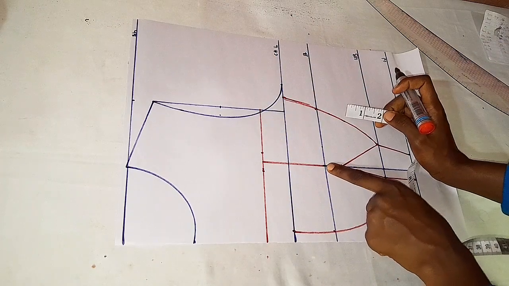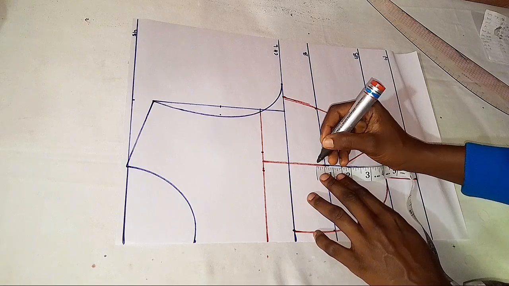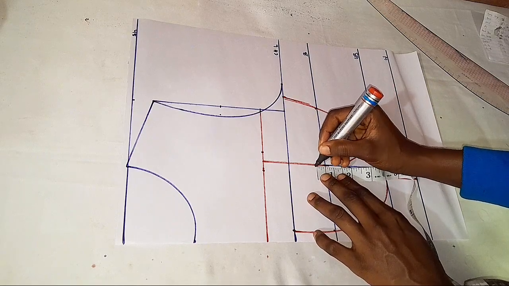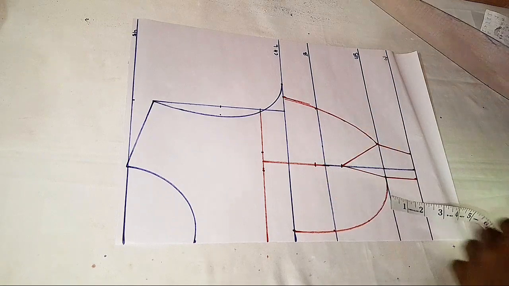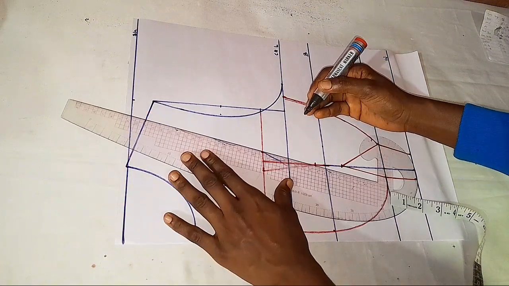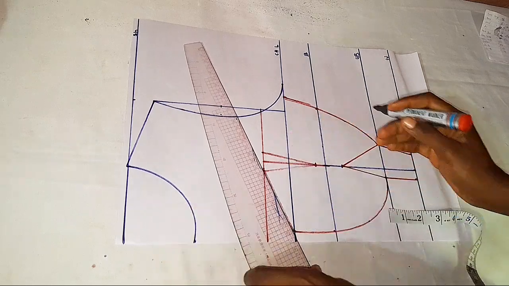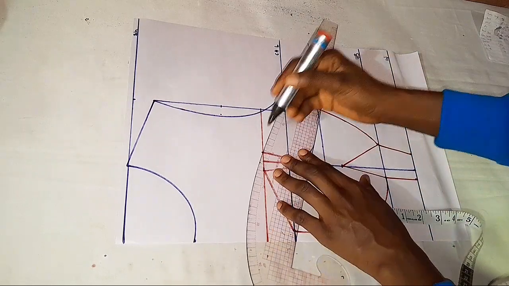From the bust point, I'm also going to go up here by 1/2 inch. Okay, I'm going to move up here by 1/2 inch, then create my dart leg. Go ahead and connect your cup point just the way you see me doing it here.